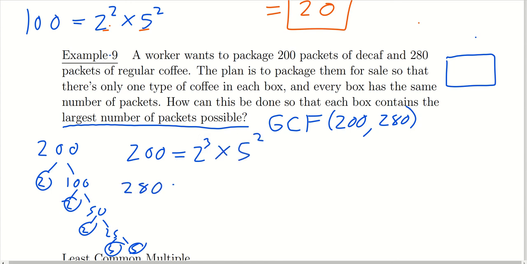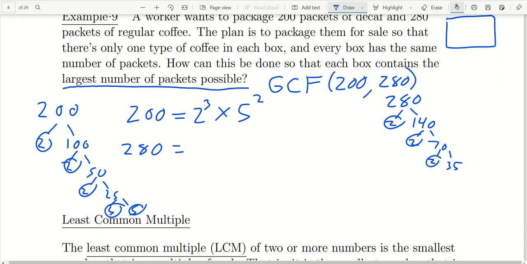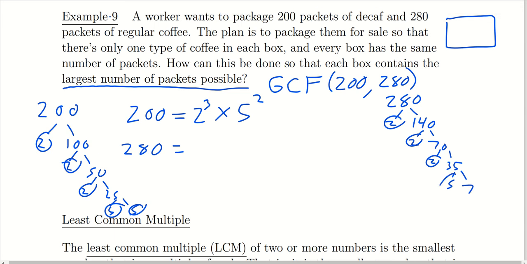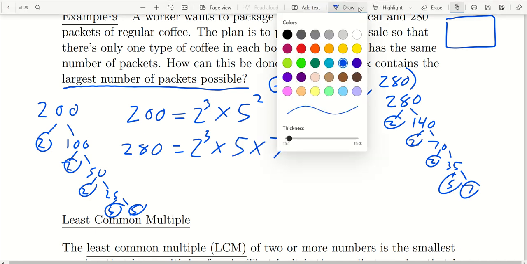Let's take a look at 280. What are the factors of 280? That's going to be 2 and 140. It's going to be 2 and 70. We can do 2 and 35. And then 35 is going to be 5 and 7. So for the 280, we have 3 2s. We have 1 5. And we have 1 7. So we found the prime factorization for each.